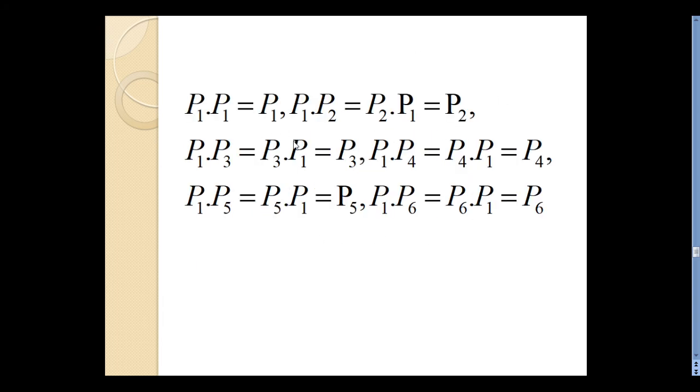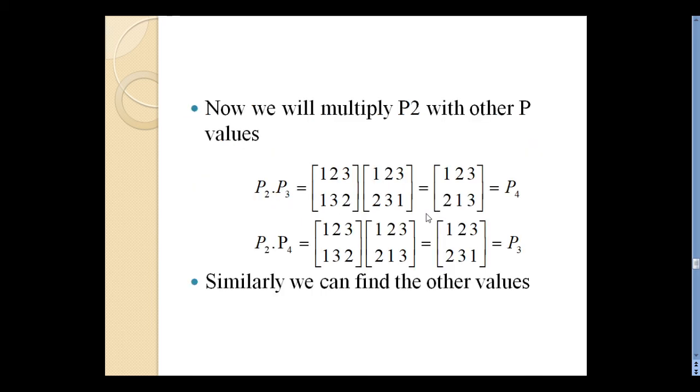Now after finding all the values, we will get these values. P1 into P1 is P1. P1 into P2 is nothing but P2 into P1, which is equal to P2. Same way P1 into P3 is equal to P3 into P1, which is nothing but P3. Same way, it is commutative, so we get the same element P4. So P1 when multiplied with any element you get the same element, something like P5. P1 is the identity element.